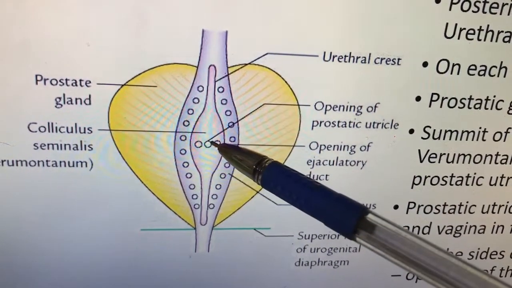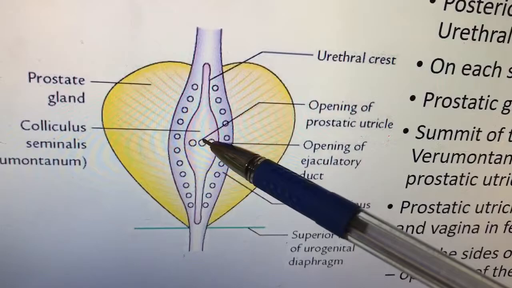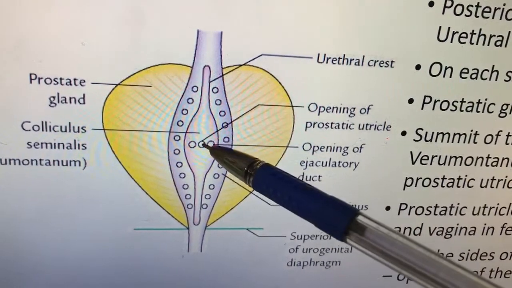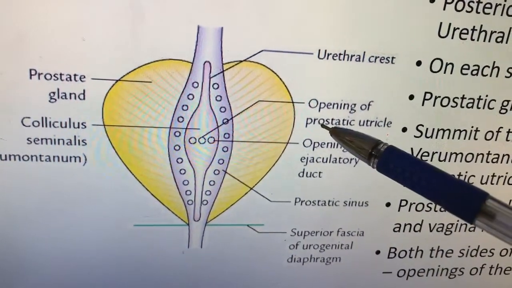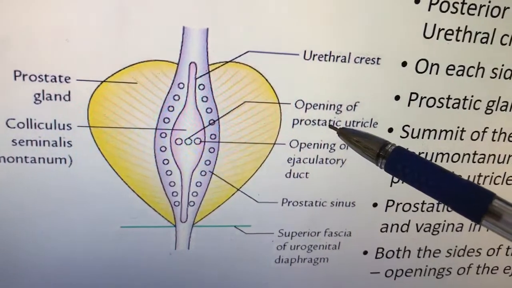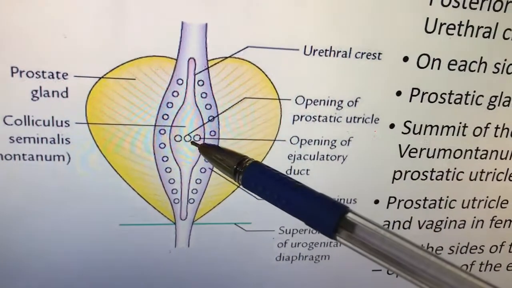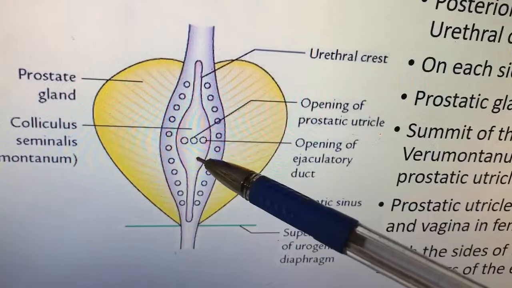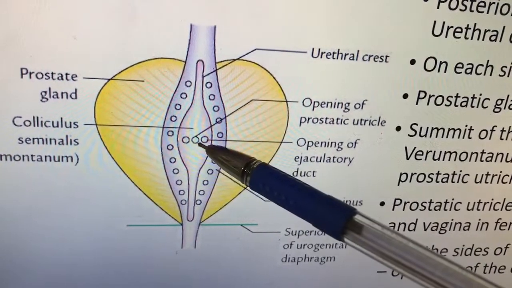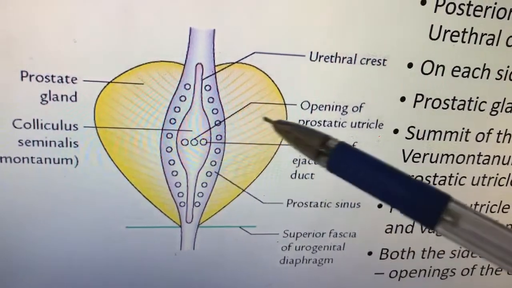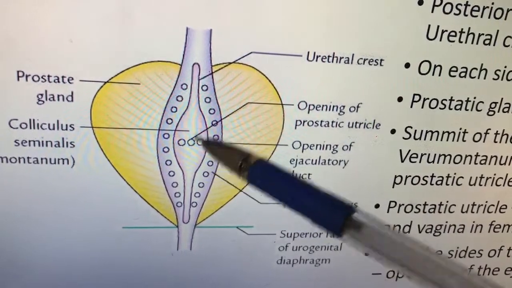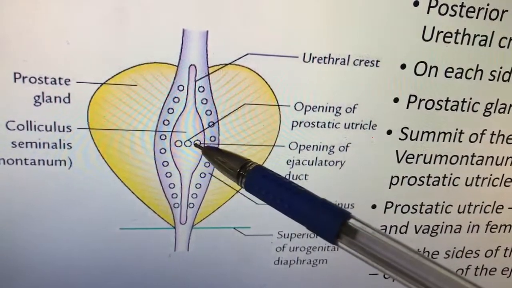On the summit of the seminal colliculus, where the seminal colliculus is maximally enlarged, you will have the opening called the prostatic utricle. This prostatic utricle is nothing but the male homologue of the uterus and vagina. In females you have a uterus and vagina, but in males we don't have that. Instead, you will have this prostatic utricle. This is a very important MCQ.